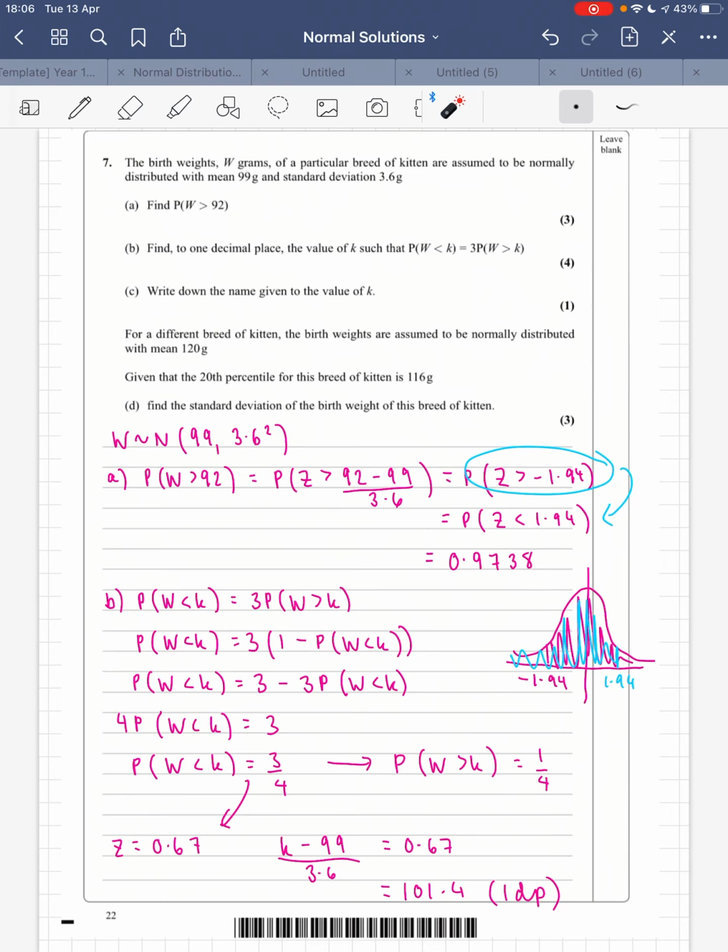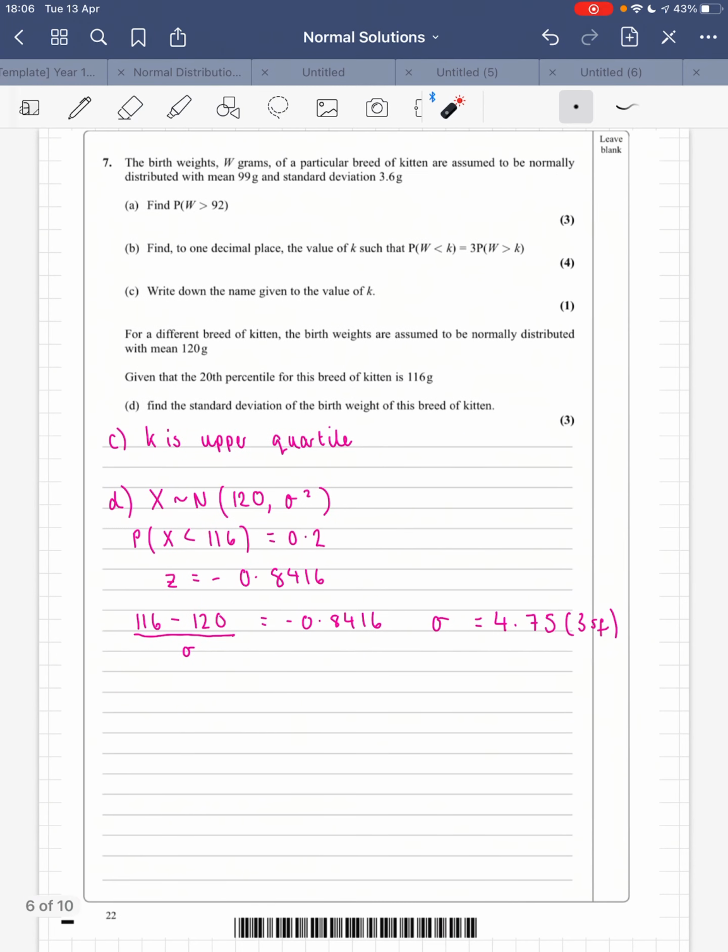Write down the name given to the value of K. Because the probability of it was 0.75, that means K is 75% of the way through our distribution, through the data. So K is actually the upper quartile. That's only worth 1 mark, so don't worry if you couldn't spot that on your own. But that's quite a nice little way of getting quartiles into an otherwise unrelated question.